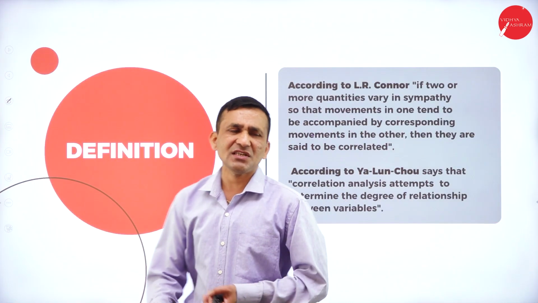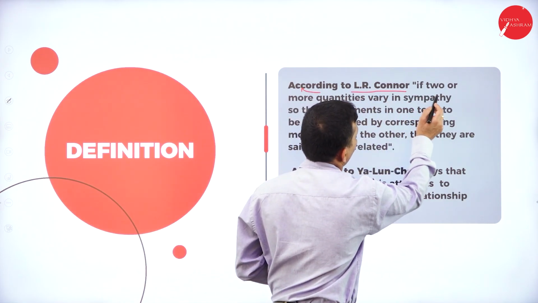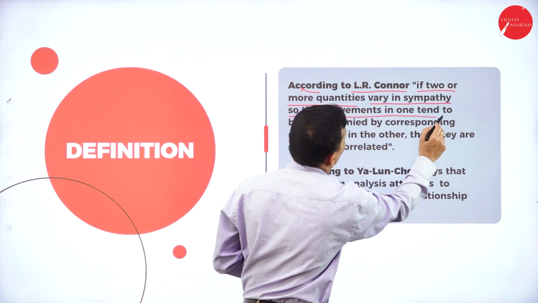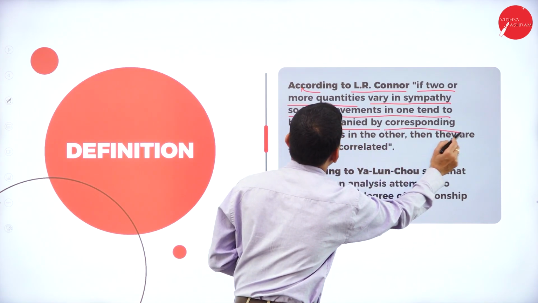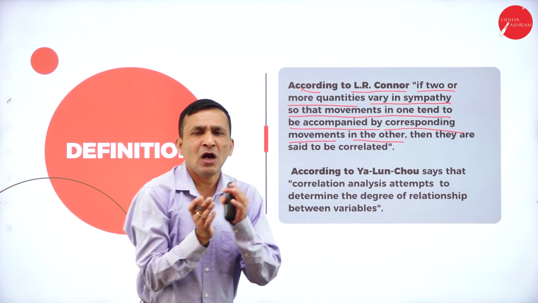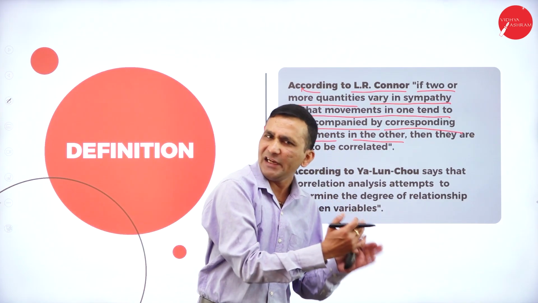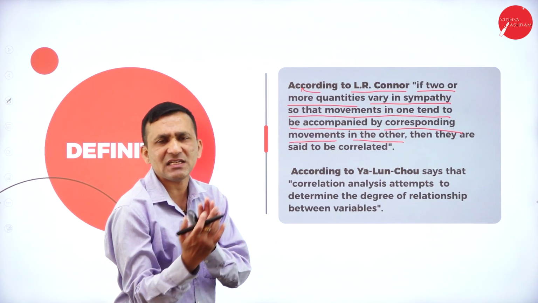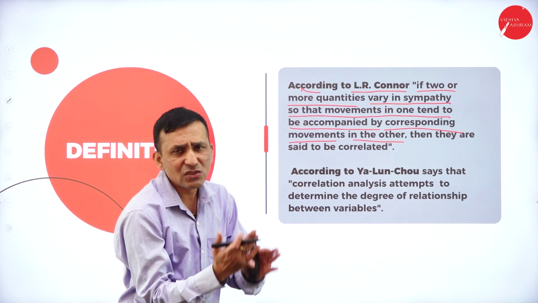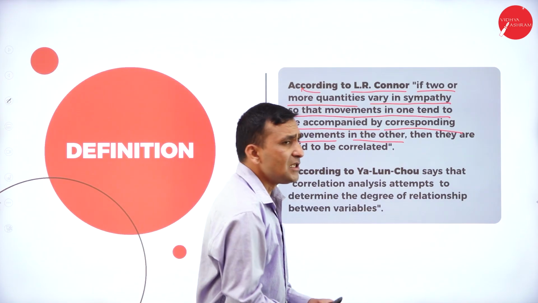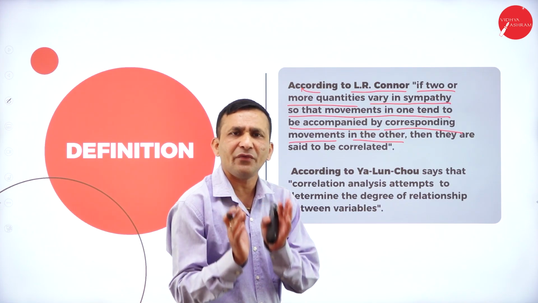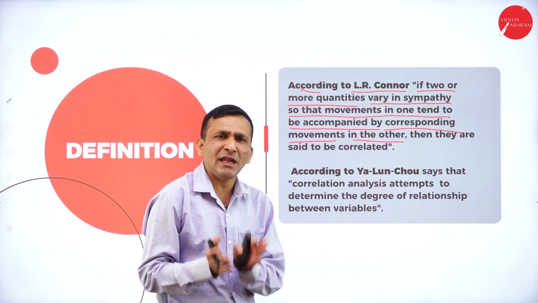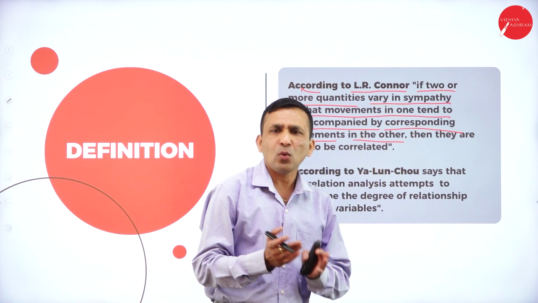There is a standard definition. According to L.R. Connor, if two or more quantities vary in sympathy, so that the movement in one tends to be accompanied by the corresponding movement in the other, they are correlated. With only one variable we cannot find any relation, so we go for comparing two variables. If you take the example of height and weight, or demand and supply, there are two or more variables. If anybody wants to do correlation, of course, we need to select the bi-model. Unimodel means only one variable, so we always depend on bi-model in the case of correlation.